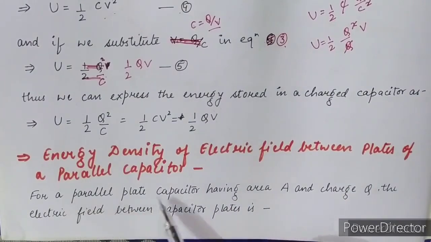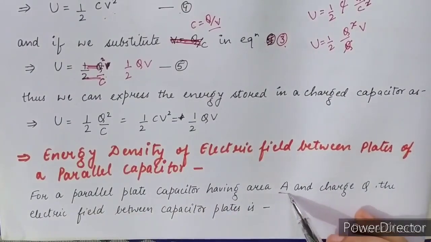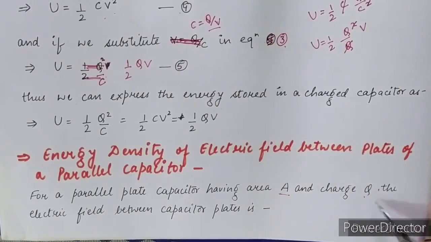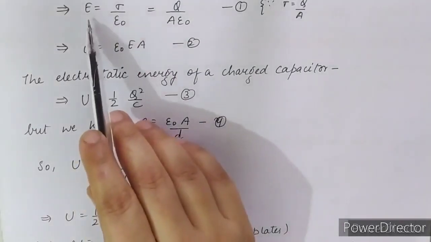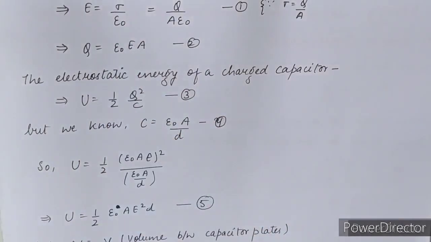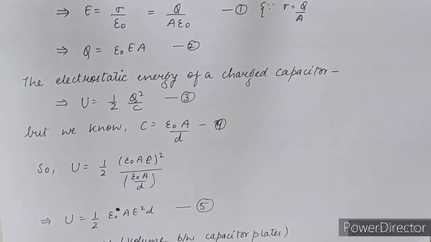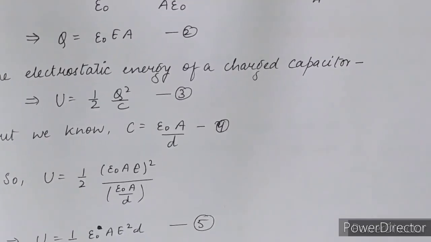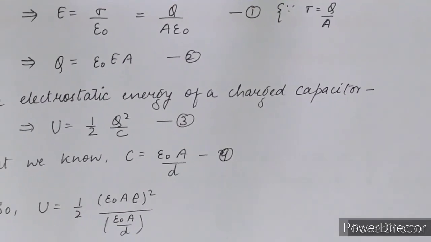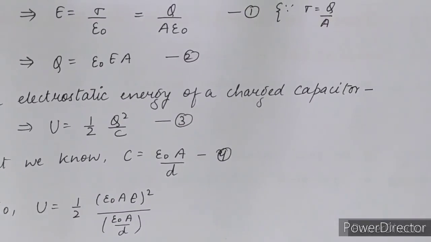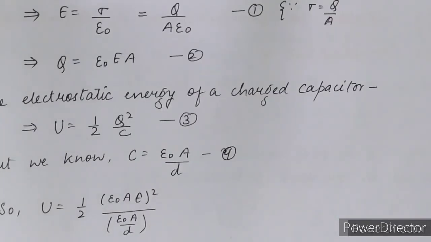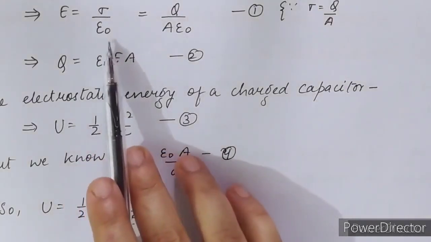So for a parallel plate capacitor having area A and charge Q, the electric field between the capacitor's plates is E is equal to sigma upon epsilon naught. You know it very well. This formula comes from chapter 2, Gauss law and its applications, and we continuously use it for calculating capacitance in a parallel plate capacitor.